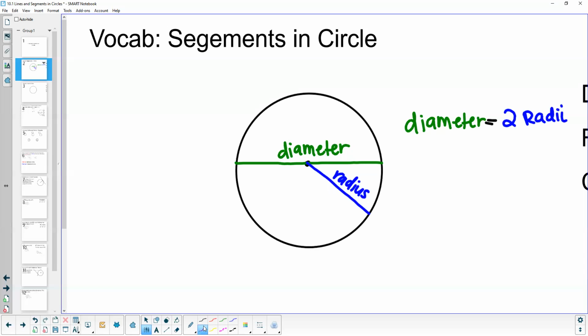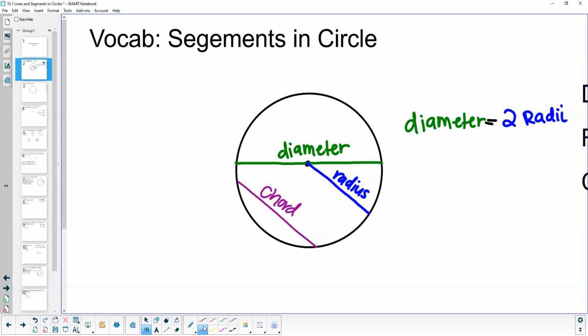The last thing that we're going to talk about when it comes to segments in circles is something called a chord. So a chord in a circle goes from one part of the circle to another without going through the middle of the circle. Technically, a diameter is a special type of chord, but a chord is just a line that goes from one part of the circle to the other. It just goes from one side of our circle to the other, but it is not going through that center point. And those are segments in circles.